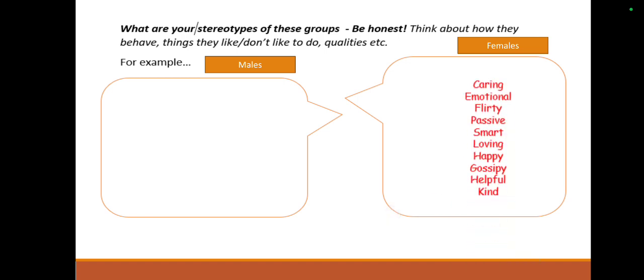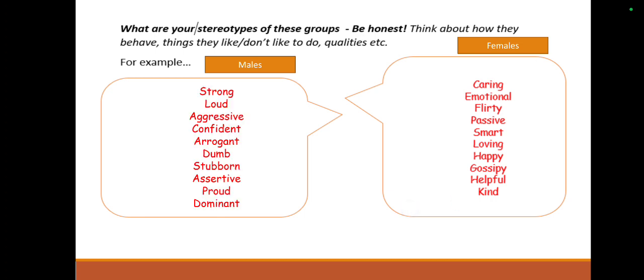So, did you agree with my little list? You can add any of these that you haven't got, or if you've got more than what I got. So I've said for females, they're caring, emotional, maybe flirty, passive, quite smart, loving, happy, gossiping, helpful, and kind. For males, I've gone for strong, loud, aggressive, confident, arrogant, dumb, stubborn, assertive, proud, and dominant, okay? So both of those lists contain, I would say, positive and negative attributes or qualities.